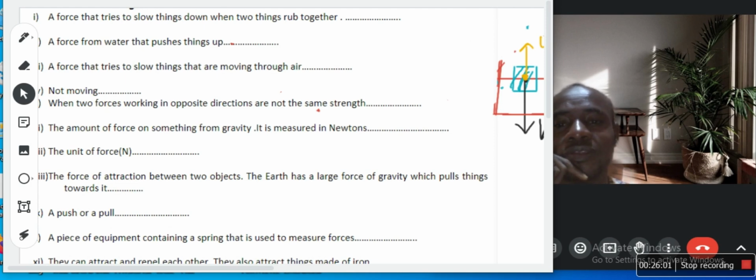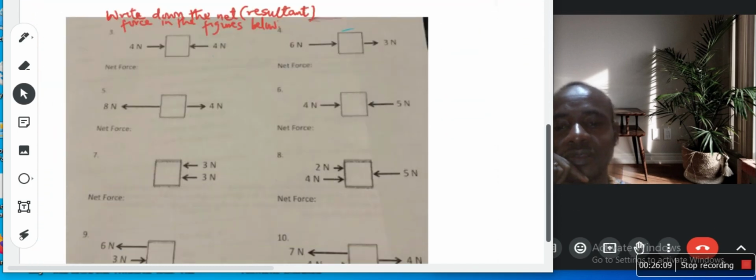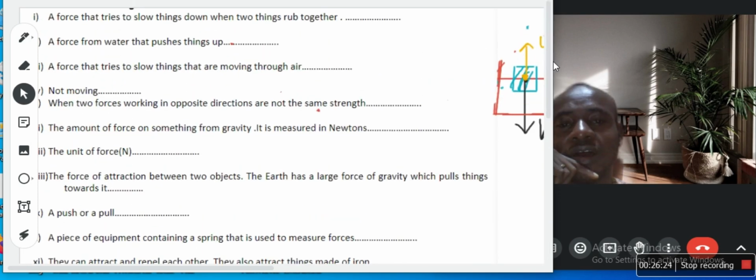Are you on the next page? Yes, my laptop is just reloading. Okay, let's be fast about it so that you can do something else. Are you ready there now? Yeah, I've entered now.